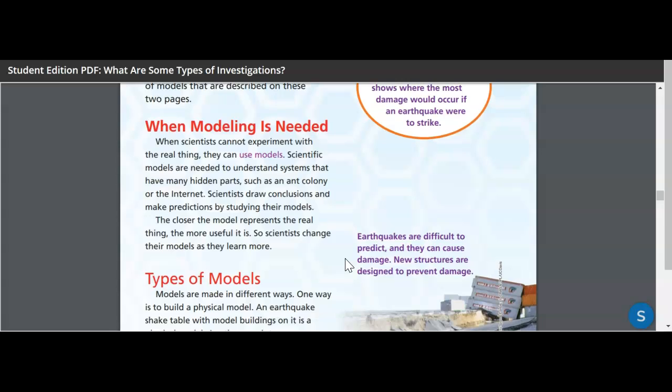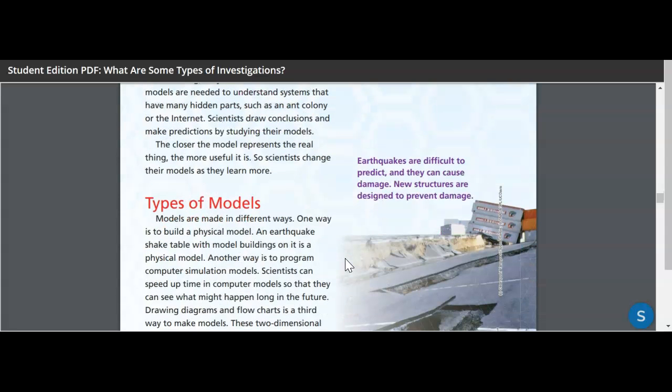So when modeling is needed, when scientists can't experiment with the real thing, they use models, and it helps them understand systems that have many hidden parts, such as an ant colony or the internet. Scientists draw conclusions and make predictions by studying their models. The closer the model represents the real thing, the more useful it is, which makes sense. So scientists change their models as they learn more. That makes sense as well, right? To get it as close to the real thing, so it closely represents the real thing as possible.